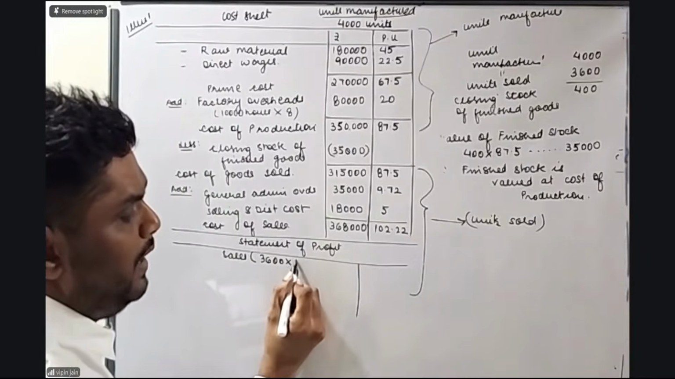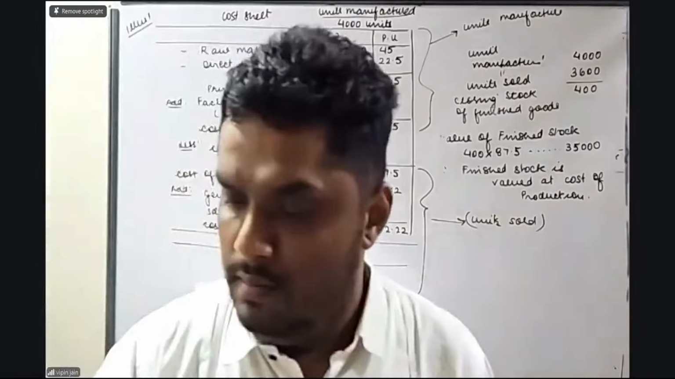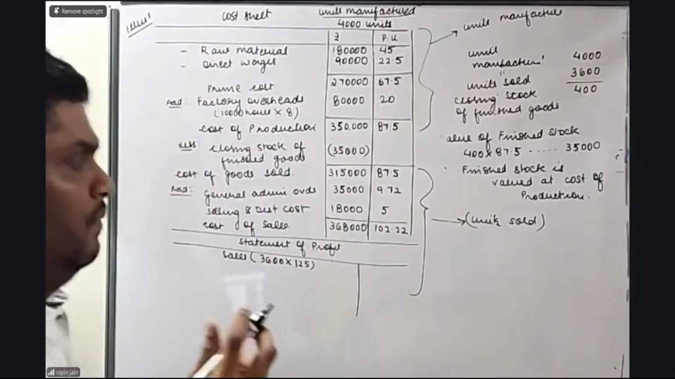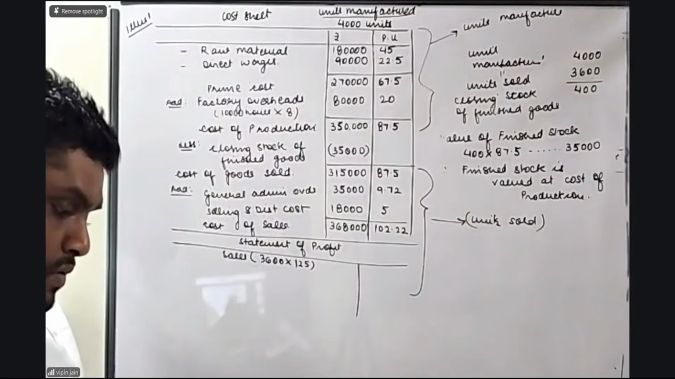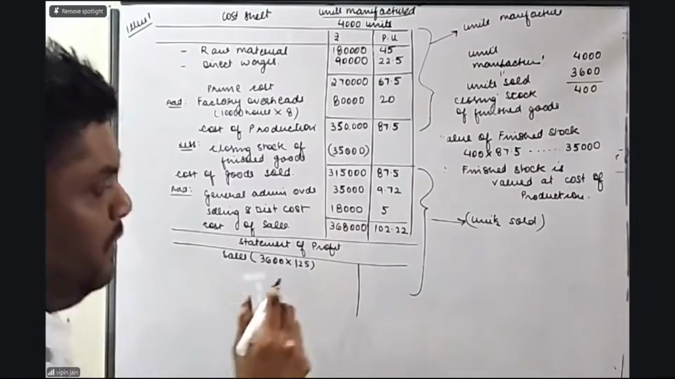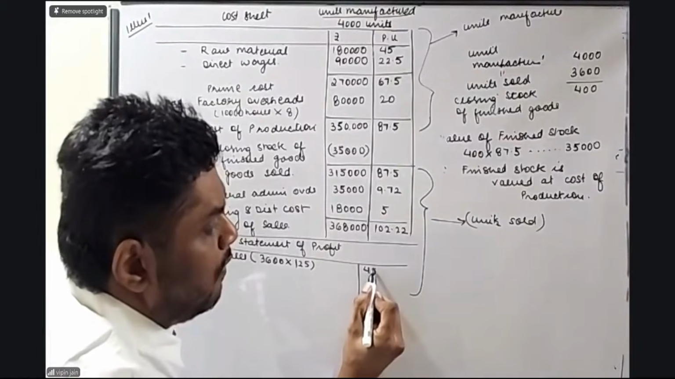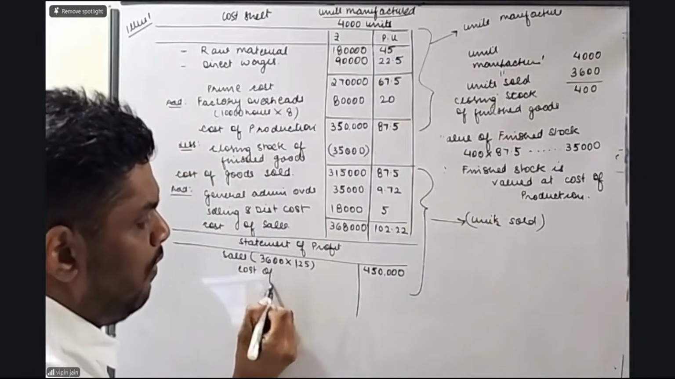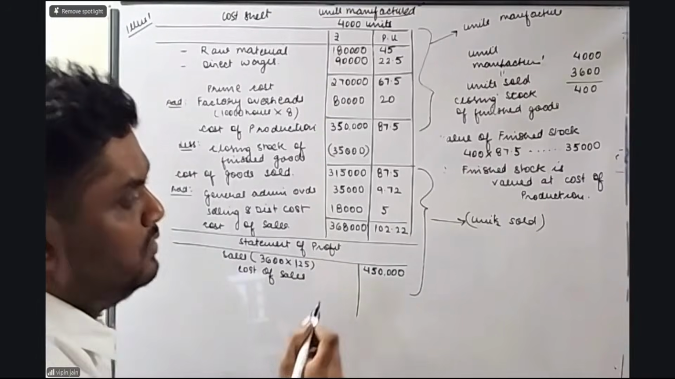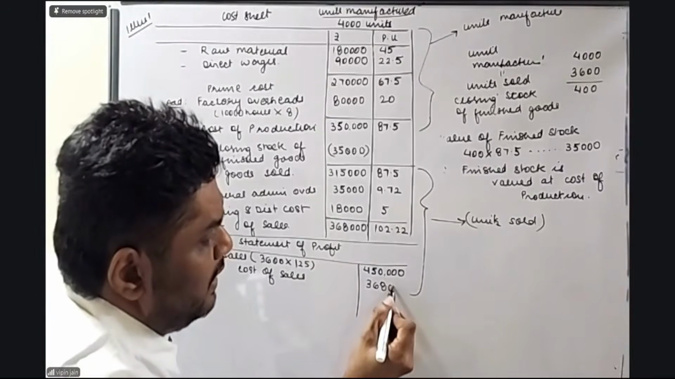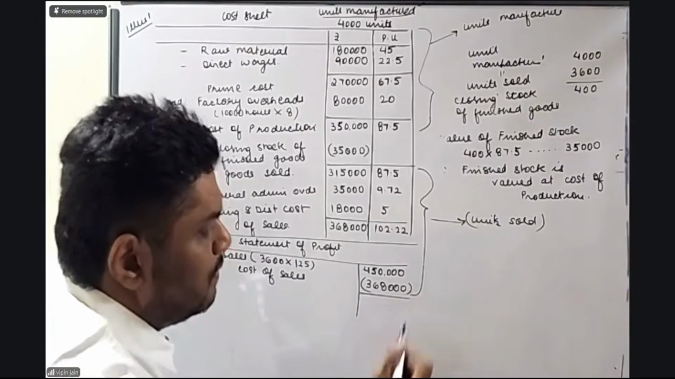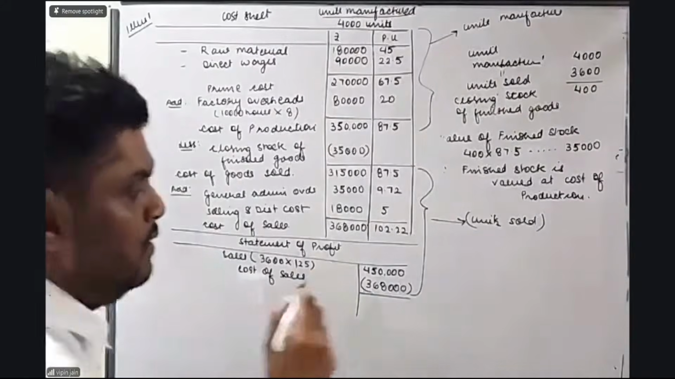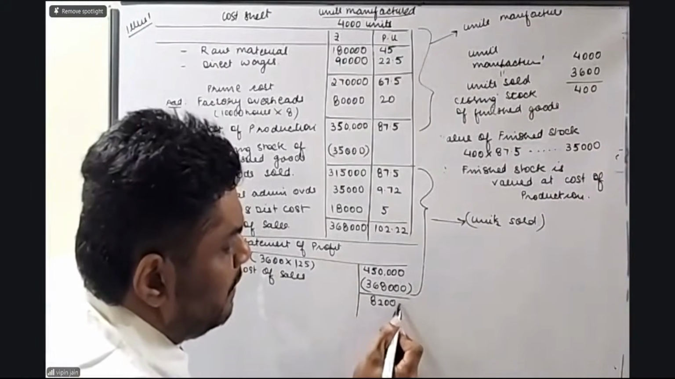3,600 units are sold at the rate of 125, so this will be 4,50,000 minus cost of sales, which will be 3,68,000. So 82,000 will be my profit.